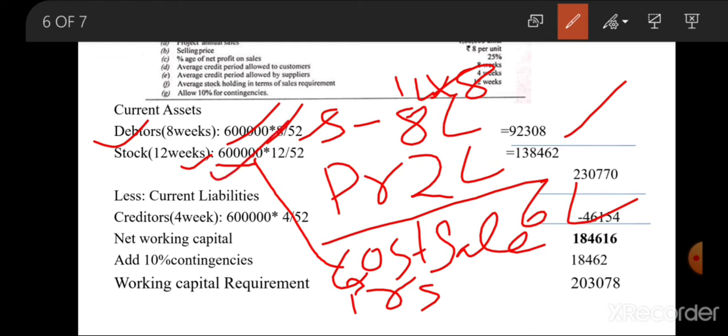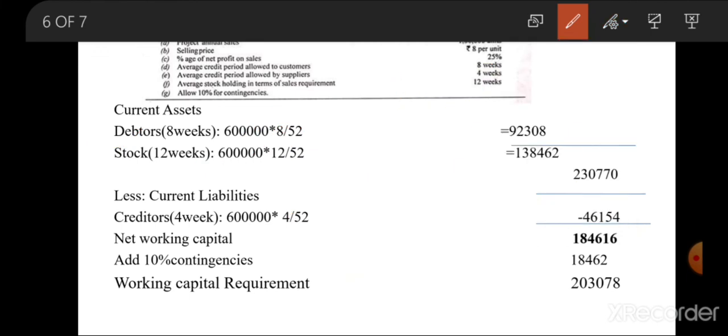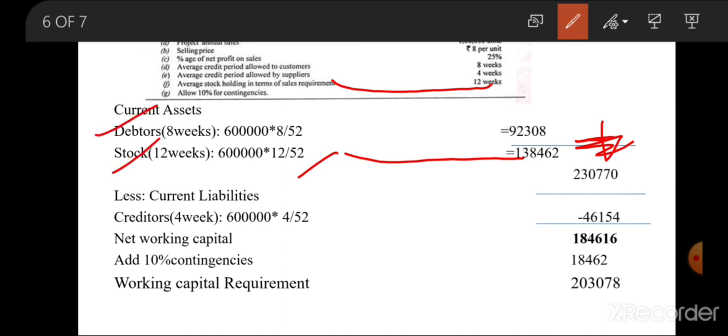So what is this? Budgeted production in units, cost of budgeted production in units. The finished goods holding period is given, that is 12 weeks, I think. Stock holding period of 12 weeks divided by number of weeks, that comes to this. Now, please remove this line, it is there by mistake. Now total current assets are debtors and stock.